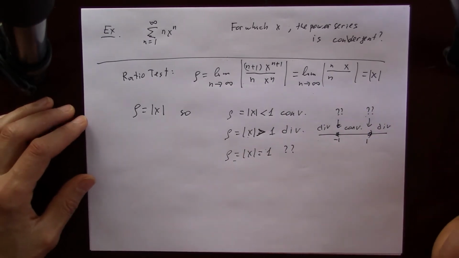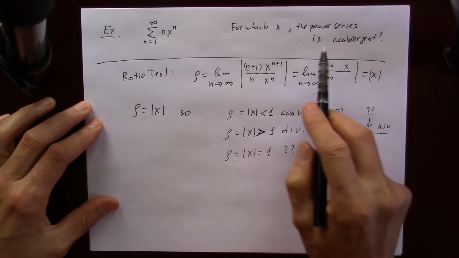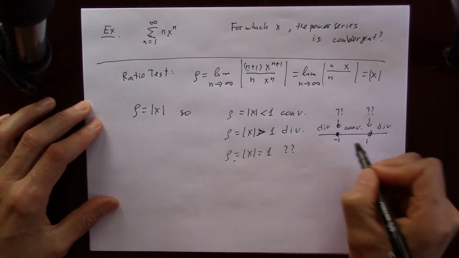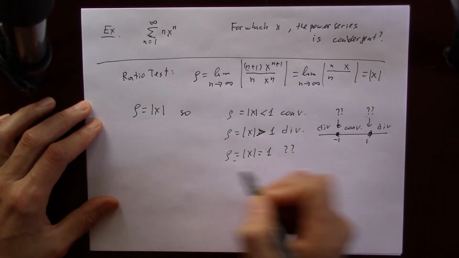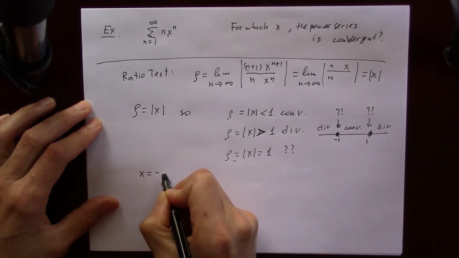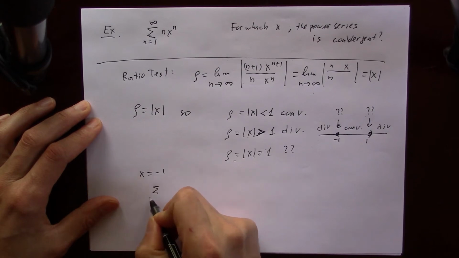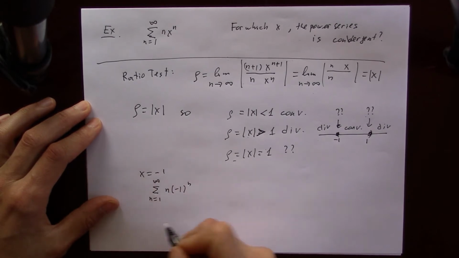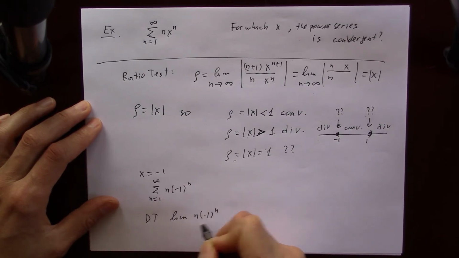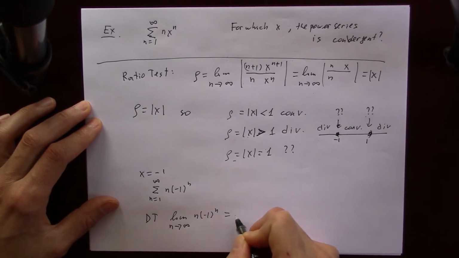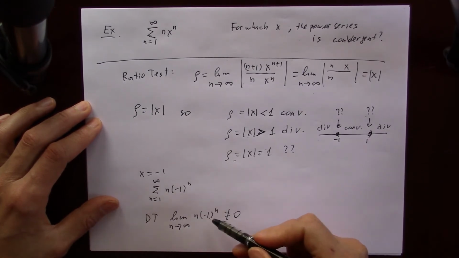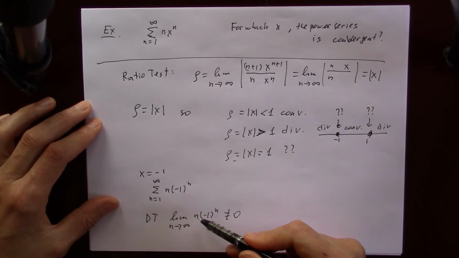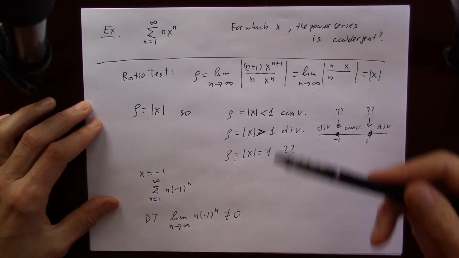So to finish our problem of for which x the power series is convergent, all that is left is to figure out what is happening when x equals -1 and 1. So let's finish that up. If x equals -1, we have the series n from 1 to infinity of n times (-1) to the n. If we do the divergence test, the limit of n times (-1) to the n as n approaches infinity is not equal to 0, because n is going to infinity, and (-1) to the n just moves that big number between positive and negative.